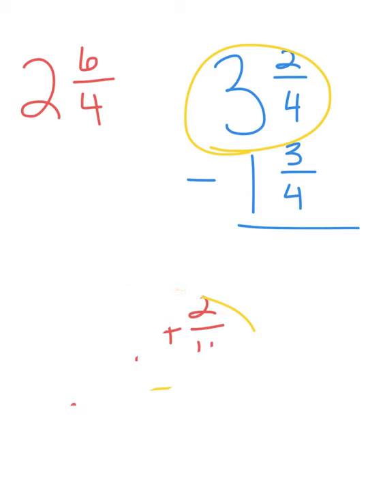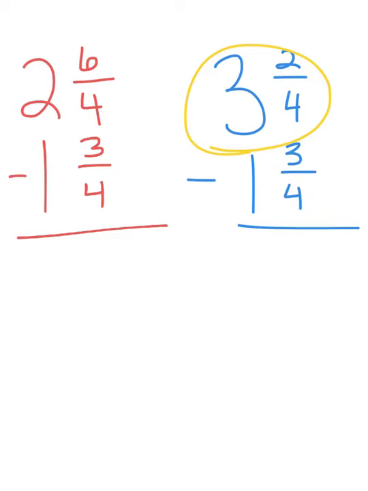So now we can do the problem 2 6/4 minus 1 3/4. 6/4 minus 3/4 is 3/4, and 2 minus 1 is 1. So 3 2/4 minus 1 3/4 is equal to 1 3/4. Let's look at another one.